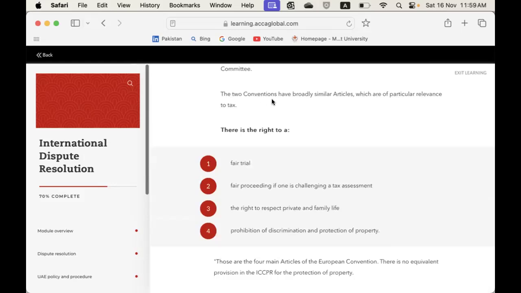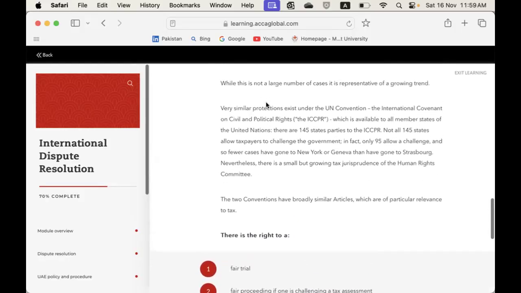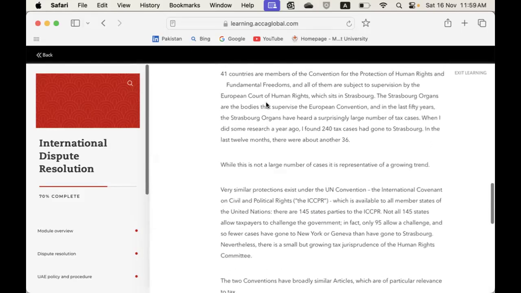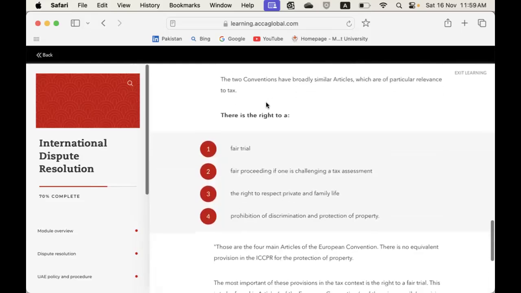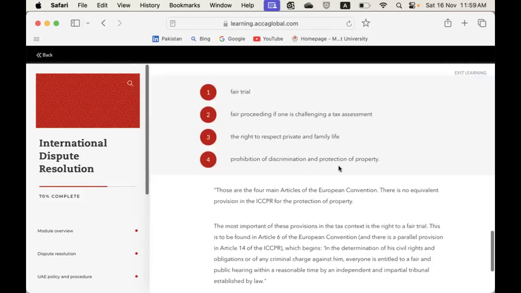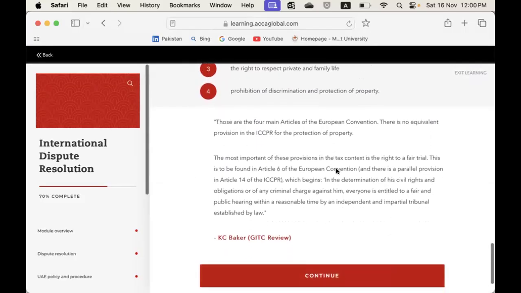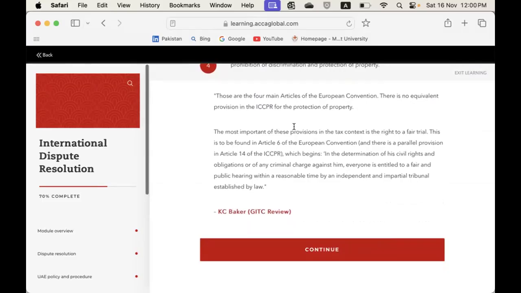So the two conventions have broadly similar articles which are of particular relevance to tax. We have just read about two different conventions. One is the European Convention on Human Rights, and then there is the ICCPR. Let's look at the rights of a human being. What are those rights? A fair trial, fair proceedings if one is challenging a tax assessment, the right to respect for private and family life, prohibition of discrimination, and protection of property. These are basic human rights. Those are the four main articles of the European Convention. There is no equivalent provision in the ICCPR for the protection of property. Very interesting. The United Nations ICCPR does not have a right for the protection of property.